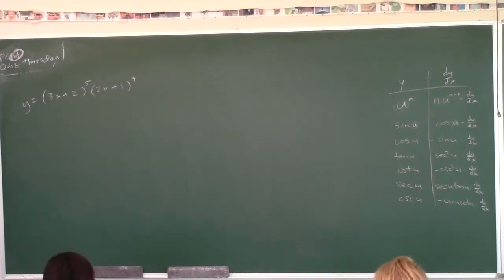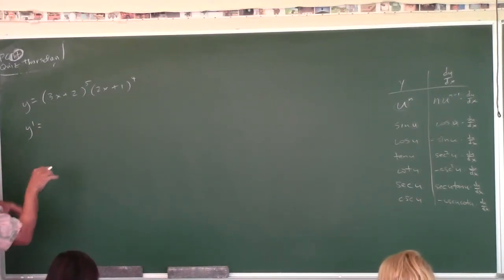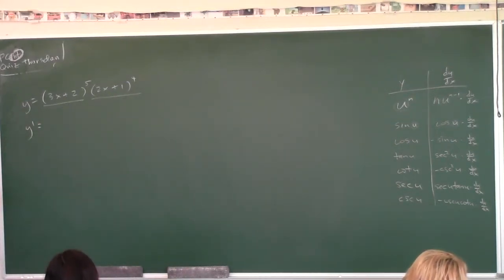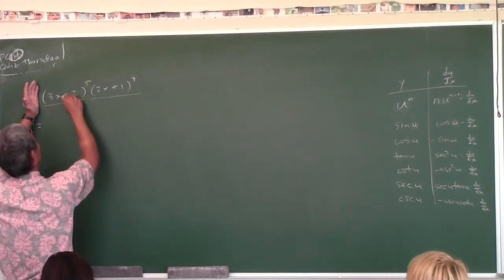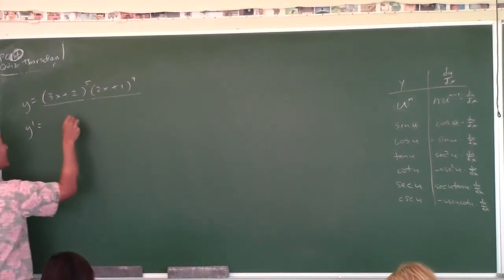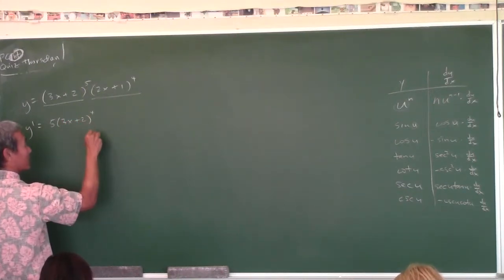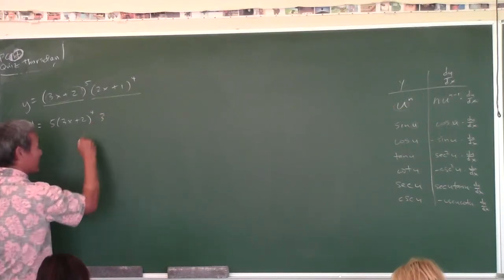Now, do we really want to multiply that out? No, there's no way you're going to multiply that out, right? So how do I take the derivative? Well, what do you see? I see something times something. That means you've got to use the product rule. Okay, how does the product rule work? Derivative of the first. Now, what do I see as the first one? I see box to the fifth. How do you take the derivative of box to the fifth? 5 box to the fourth times the derivative of that box, which is 3.